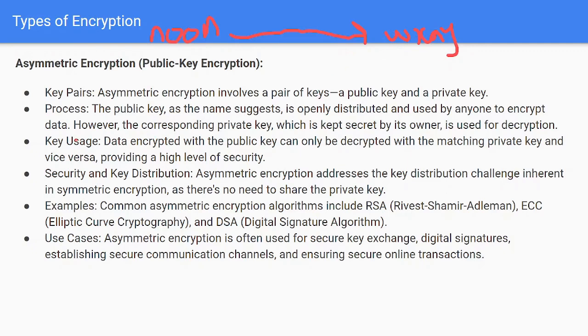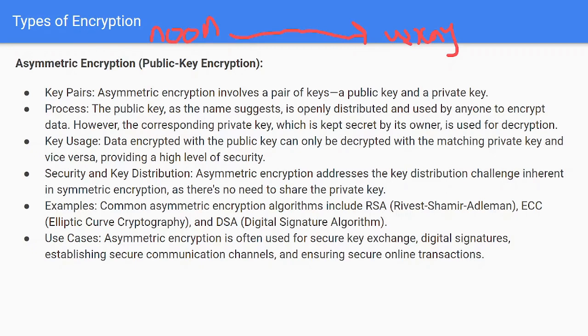For asymmetric, the public key is known to everybody. So anybody can use this public key and encrypt their data, right? While the person that needs to decrypt the data is the one that has the private key. So the person that needs to see what this data means is the one that has the private key. The public and the private key go hand in hand. The public key is used for encrypting the data, while the private key is used for decrypting the data.